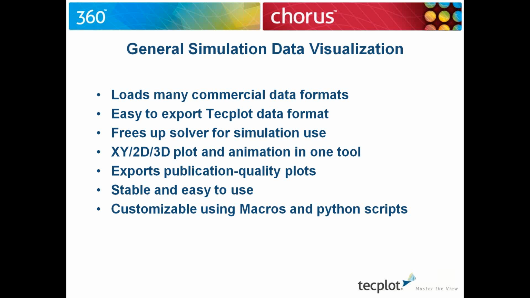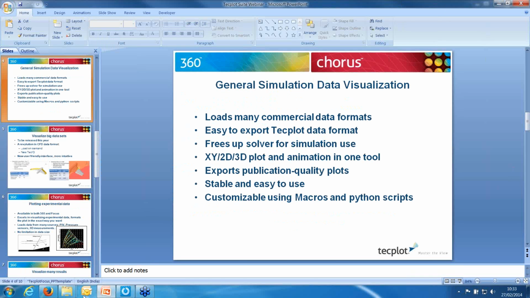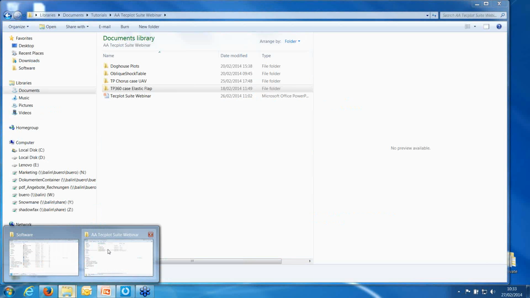So Tecplot 360 gathers all XY, 2D, and 3D plots and animations in just one tool. You can also export publication quality plots. The quality of exports is really high. It's very stable, really easy to use, and very interactive. You can learn it very, very fast. And you can also customize it using macros or Python scripts. So let me show you a brief example of what you can do with Tecplot.